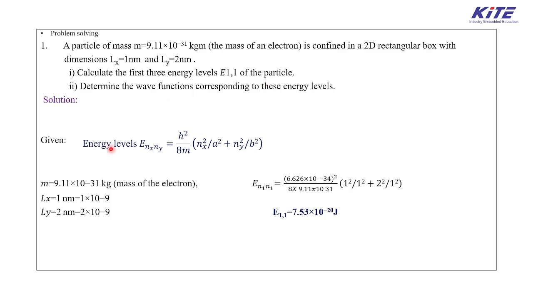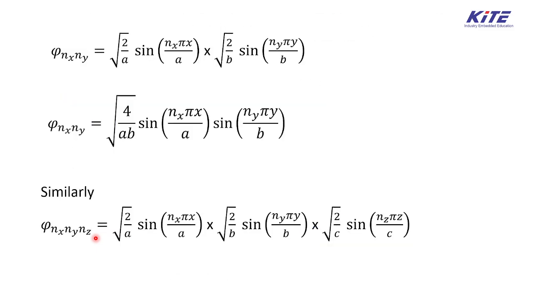Solution: first we can find the value of the energy levels. E nx ny is equal to, this is the formula of energy level, h squared divided by 8m, times nx squared divided by a squared plus ny squared divided by b squared. So we already know that the mass m is equal to 9.11 into 10 power minus 31 kilogram, and Lx is 1 nm; we have to convert nanometers, that is 10 power minus 9. Ly is equal to 2 nm, 2 into 10 power minus 9. We can substitute these values in this formula.